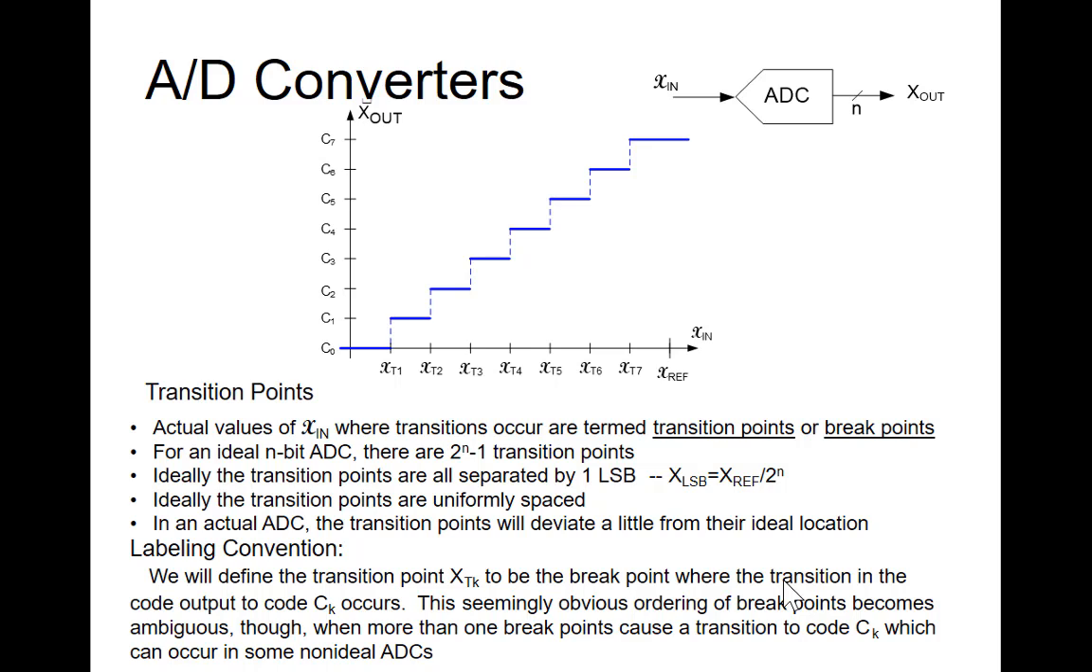If you look at an actual ADC, you'll find those transition points differ a little bit from what you want. Likewise, for a DAC, the output values will typically differ a little bit from what you want them to be.